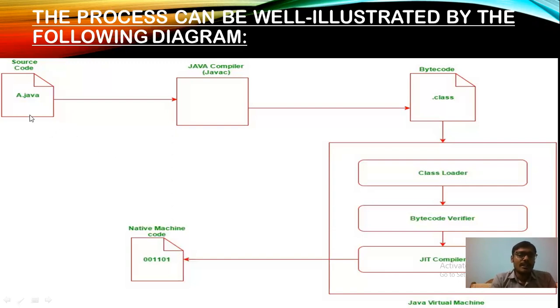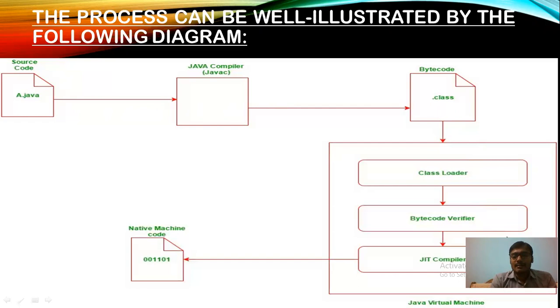So suppose you have written your program. This is your source code. You have written a Java program, and what is the name? A.java. You can write any file name, abc.java or anything. So that source code is passed to the compiler. And the compiler, what is its work? It will convert it into the bytecode.